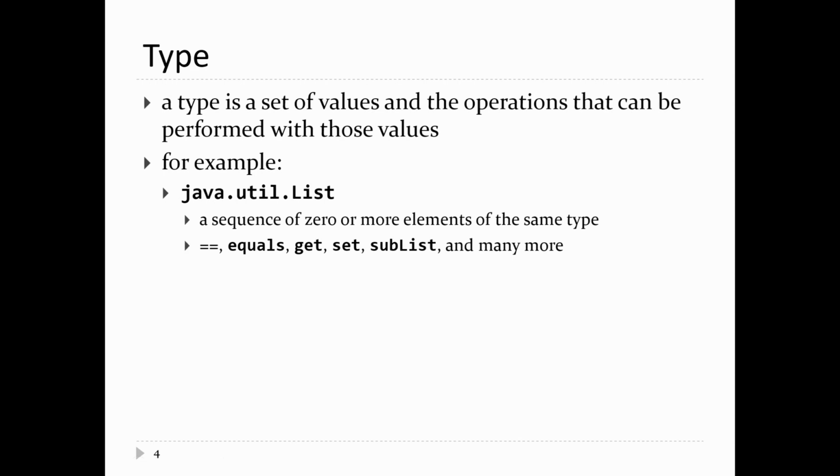List is also a type. So what is the set of values of lists? Any sequence of elements, any sequence of 0 or more elements, those are the values. What can I do with a list?